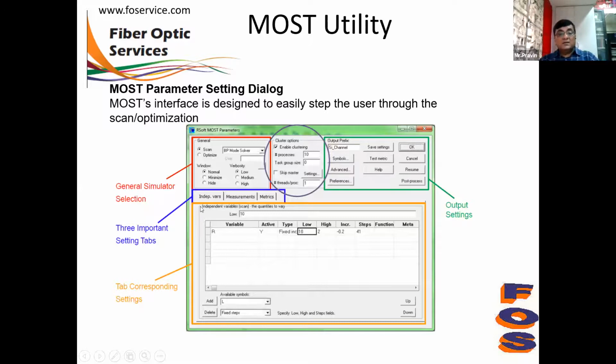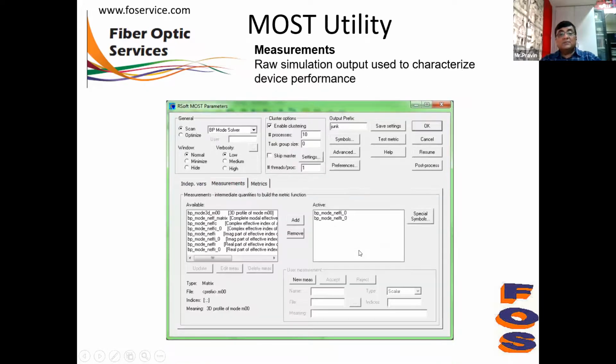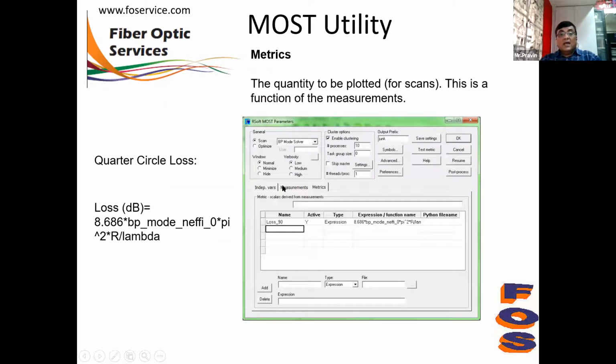If you open the MOST window, it will look like this. Here you can see there are two parameters on which you are going to scan. Now, you can define the minimum and maximum values of the parameters. Once you define this scanning, it will automatically generate various outputs. And then you can select what output plot you want to display. You can also use various metrics.